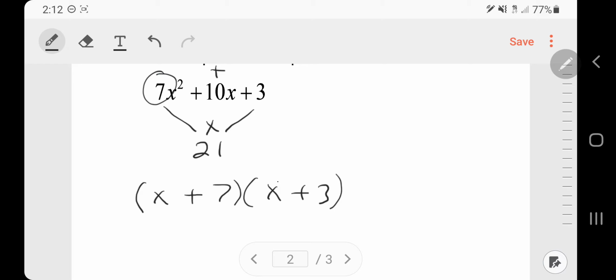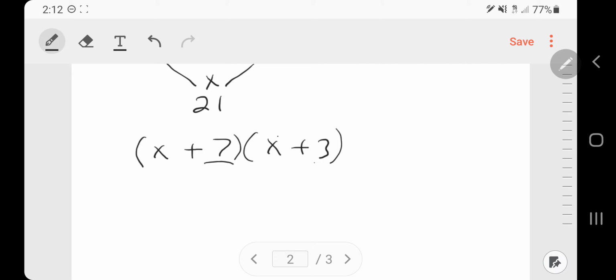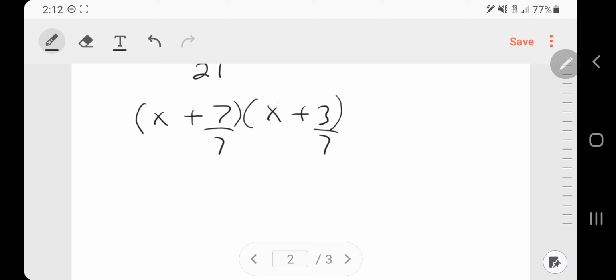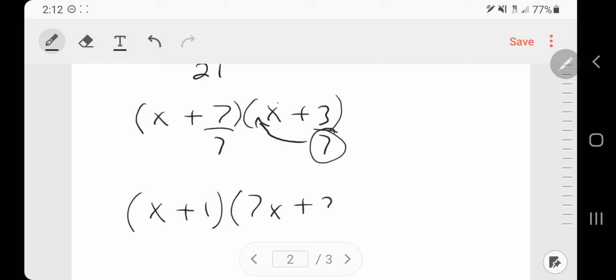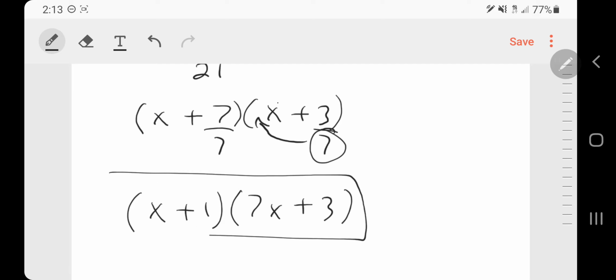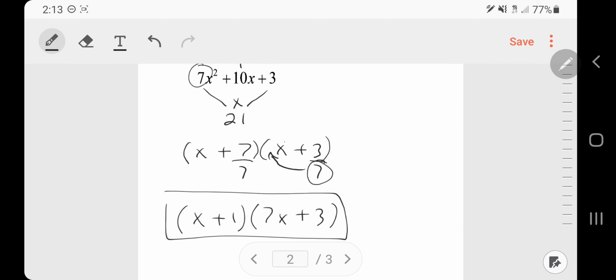And now because we have this leading coefficient of 7 here, what we're going to do is divide each of our binomials by that leading coefficient of 7. Okay, so here 7 divided by 7, that's going to be x plus 1. And now here this 3 over 7, you can't divide 3 by 7. So what I'm going to do is take that 7 and move it to the front of this term. So it's going to become 7x plus 3. And that is our factored form.